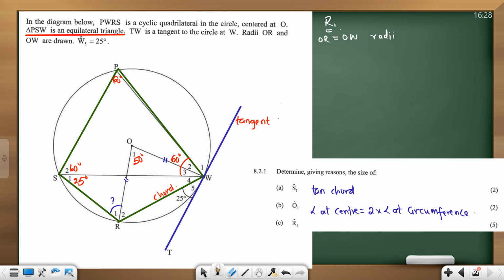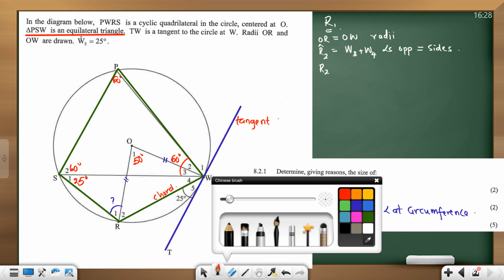Next, what did you say? I said that R2 and OW are equal. Okay, so R2 would be equal to what? Let's say W3 plus W4. We're saying the same thing, right? Yes, sir. Angles opposite equal sides. You're going the exact way that I would have gone. Next. Then I would say 50 plus R2 plus R3, W3 and W4 equals 180.